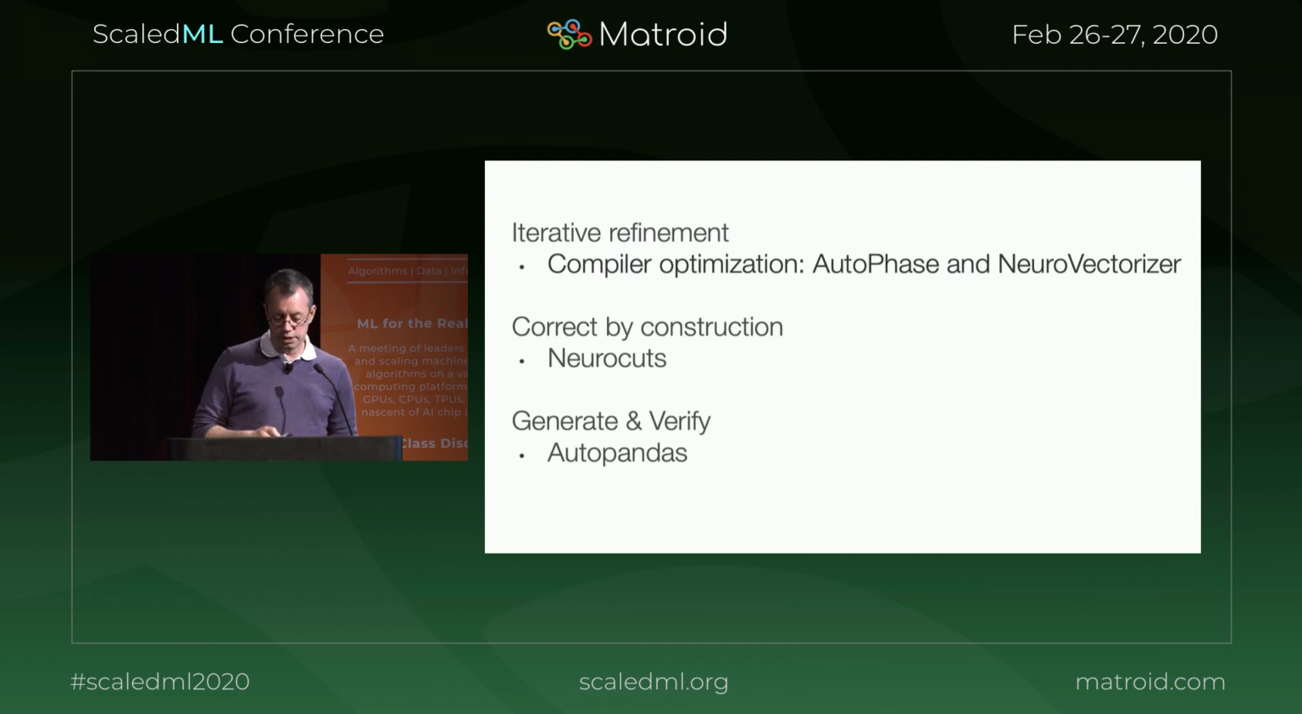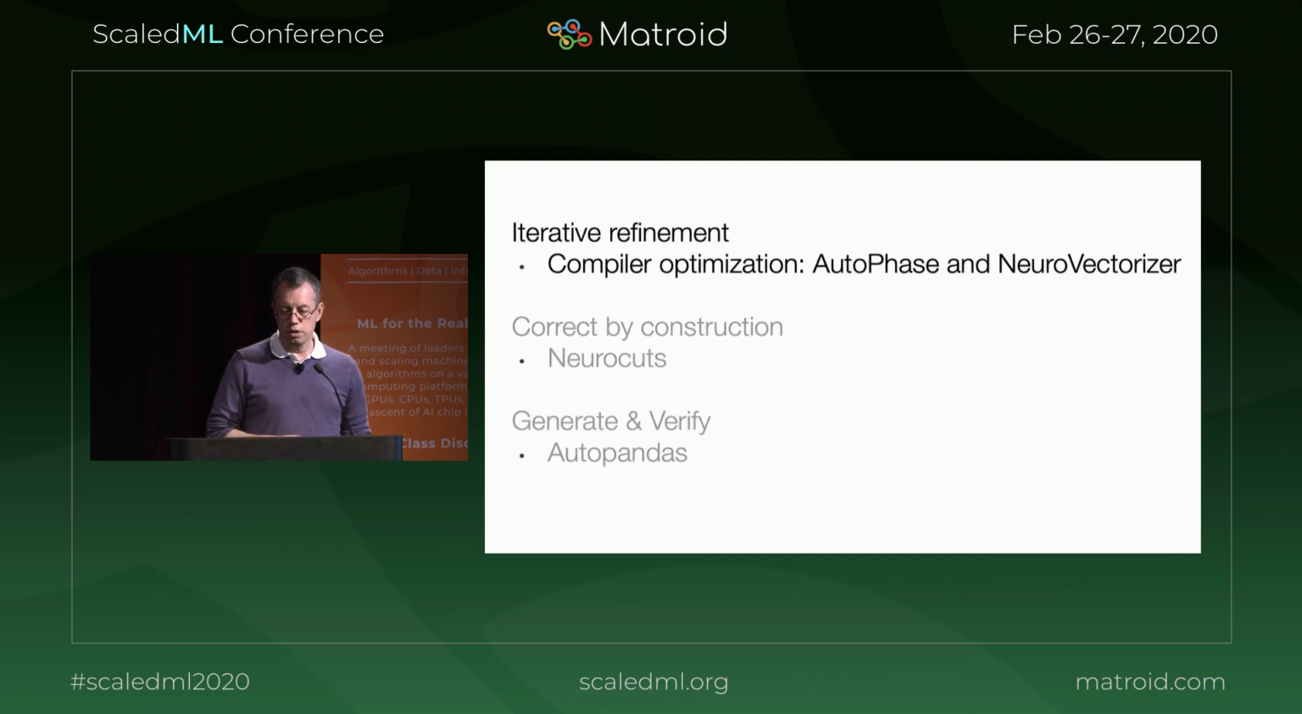So let me start with iterative refinement. And here I'm going to start with compiler optimization. Compiler optimization, as you know, is a very old discipline. It's 40, 50 years old. So people really tried very hard to optimize our code. So it's a pretty high bar to improve on these compilers.